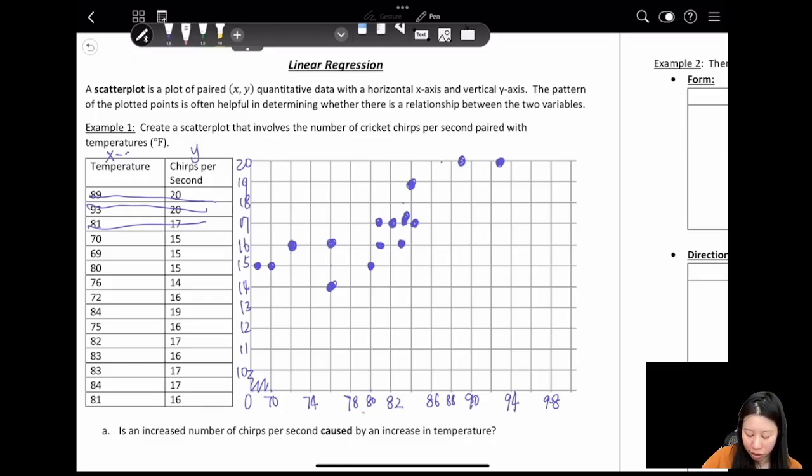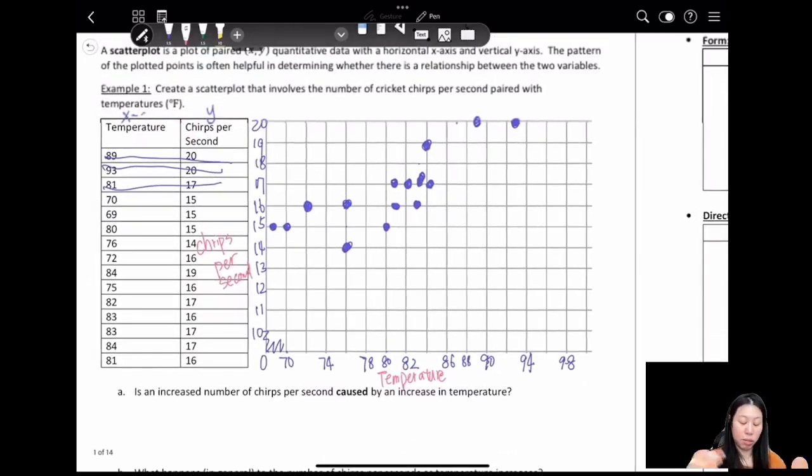So remember the x-axis stands for the temperature, and then the y-axis is the chirps per second. So, okay, look at our first question after we're done with the scatter plot: is an increased number of chirps per second caused by an increase in temperature? So what's an increase of the temperature?